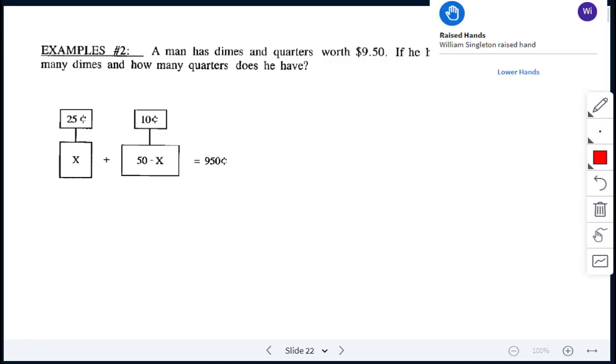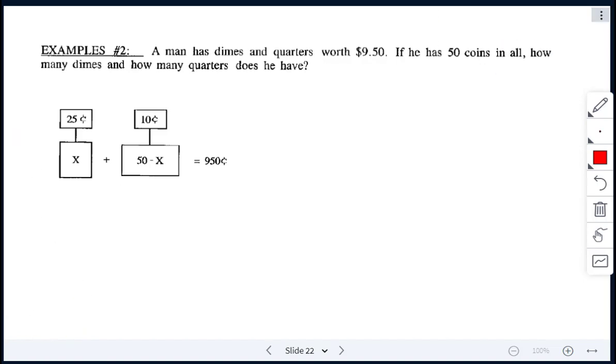All right, example number 2. A man has dimes and quarters worth $9.50. If he has 50 coins in all, how many dimes and how many quarters does he have? So we've got our quarters, we have our dimes. We've called the quarters x. Therefore, because we're told there's 50 coins in all, our dimes we're going to call 50 minus x. Our total, again, we're using whole numbers. Instead of using $9.50, it's 950 cents.